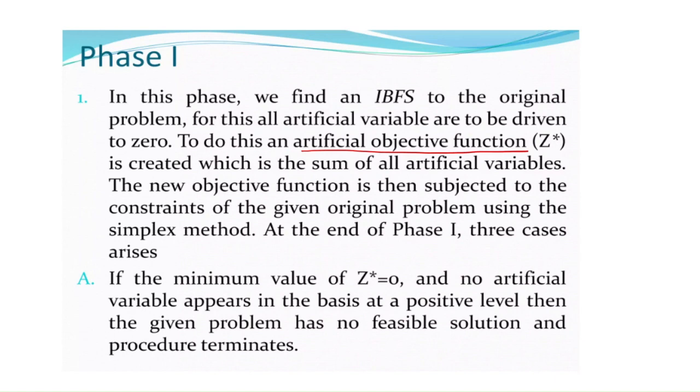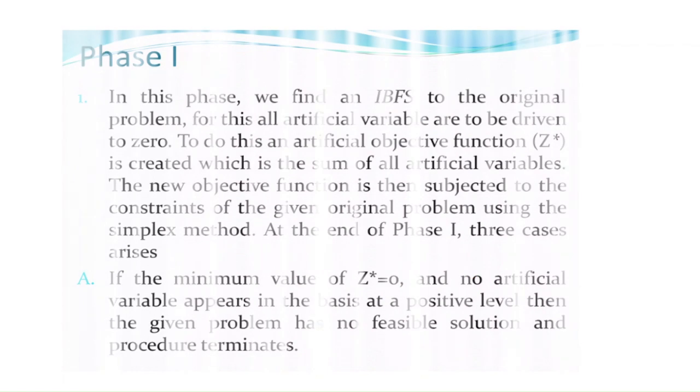Now at the end of phase 1, three cases arise. If the minimum value of z star is equal to 0 and at least one of the artificial variables appears in the basis at a positive level, then the given problem has no feasible solution and the procedure terminates there.